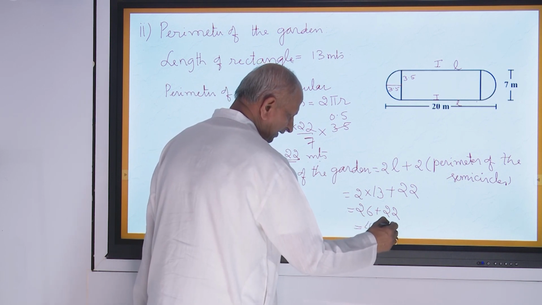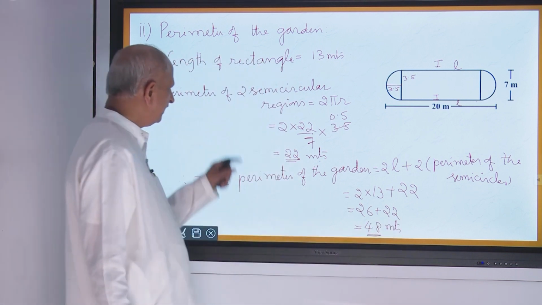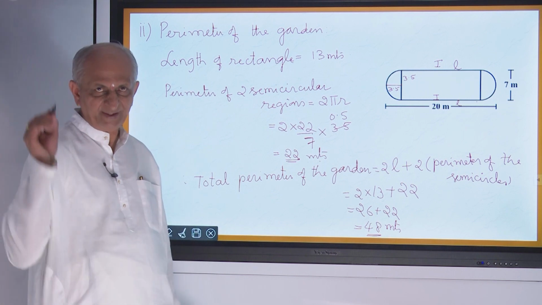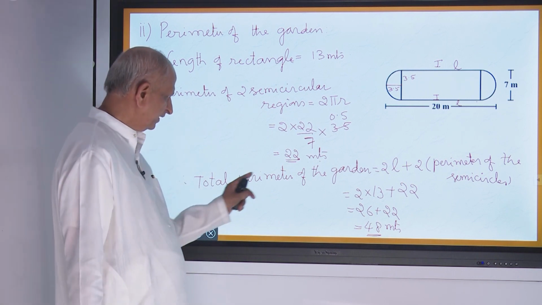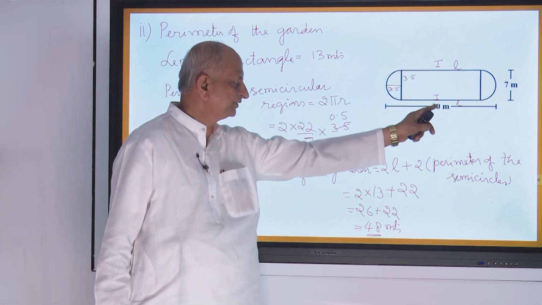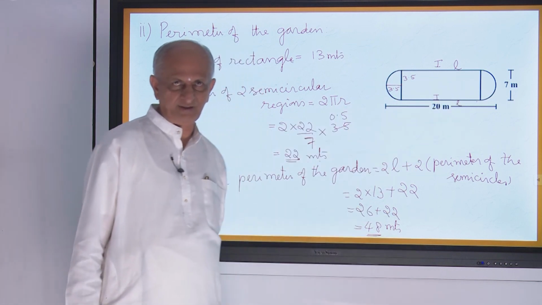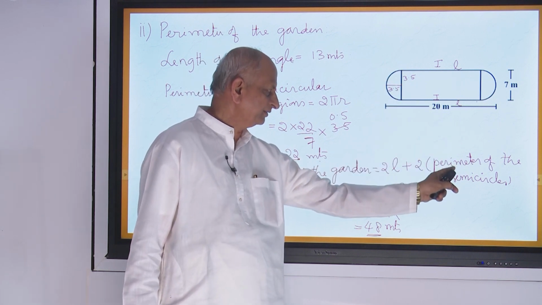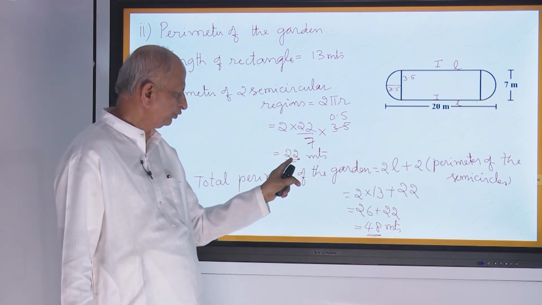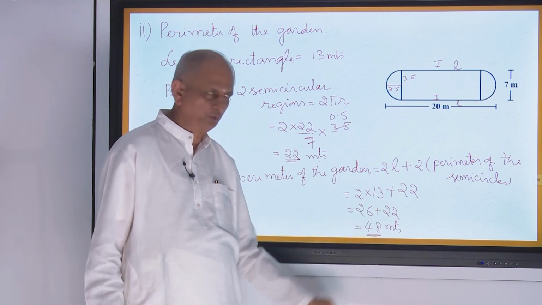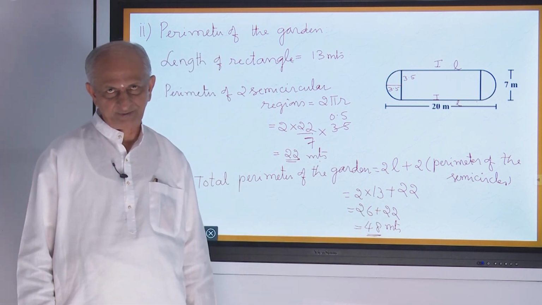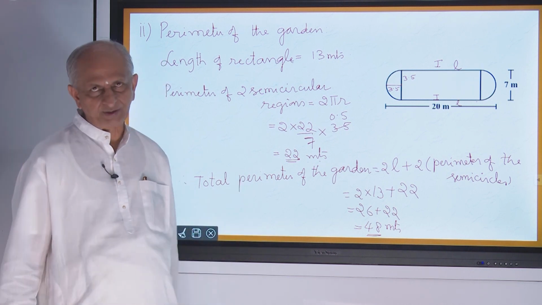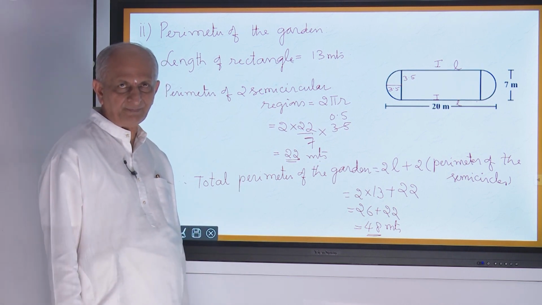So much in meters. So when you write perimeter, you must express in meters. If it is area, it means square meters. So total perimeter of the garden is 2 lengths plus 2 semicircular regions. 2 semicircular regions means what? It becomes a circle, and we have found that it is 22 meters. So 26 plus 22, 48 meters. Okay, 4 marks question. Noted down? Okay, we will pass on to the next problem.